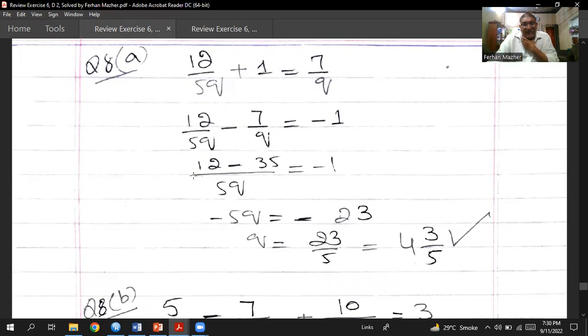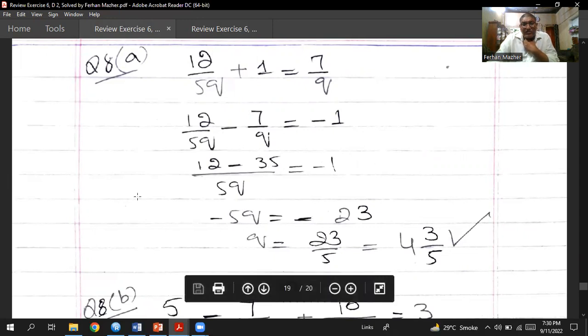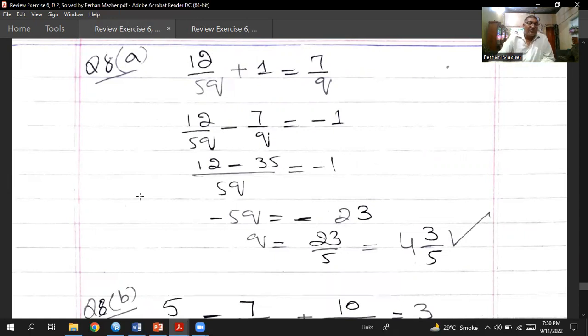The LCM will be 5q. So here you will have 12 minus 35 divided by 5q equals minus 1. So cross multiply, minus 5q is equal to minus 23. So the q will be equal to, minus is cancelled, 23 divided by 5. So the q will be equal to 4 whole 3 by 5. So this is how you will do this question.